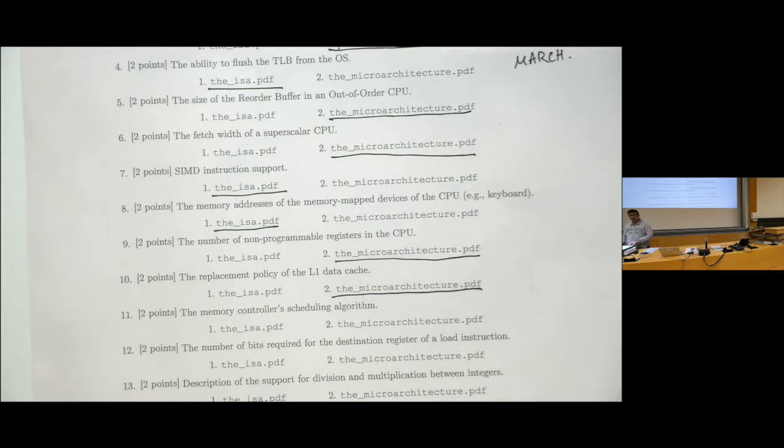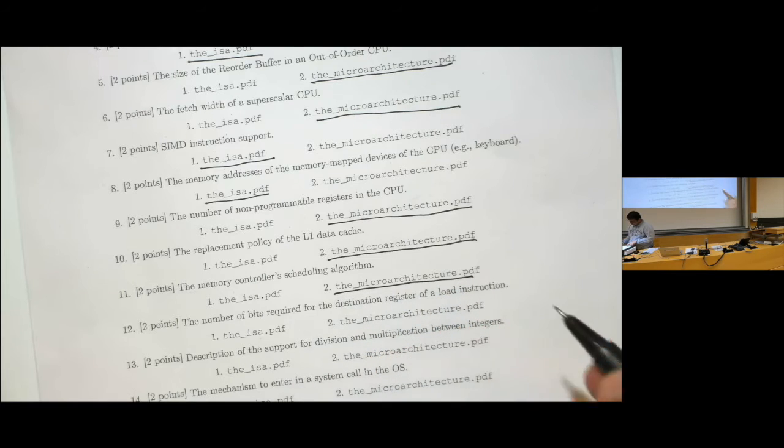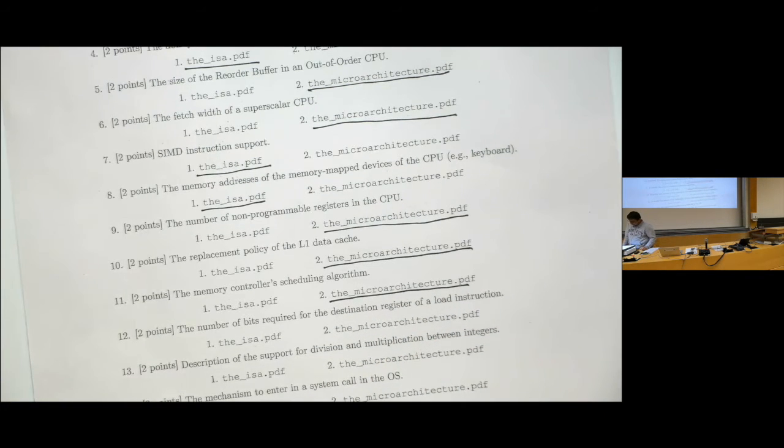Okay. The next question is the memory controller's scheduling algorithm. Again, this is something internal to the microarchitecture and would not be exposed to the ISA or the programmer. So this is available in the microarchitecture PDF.